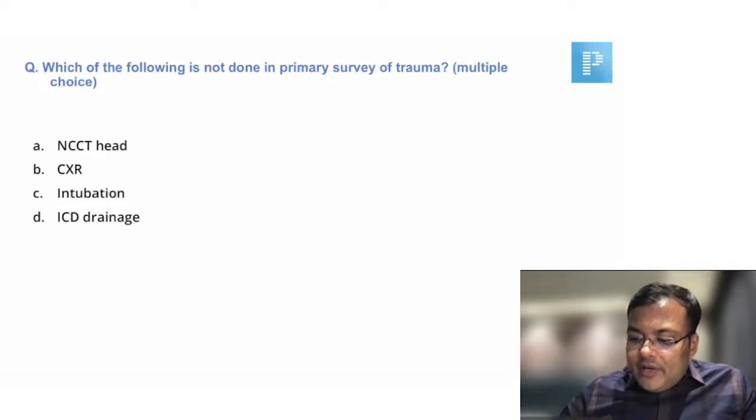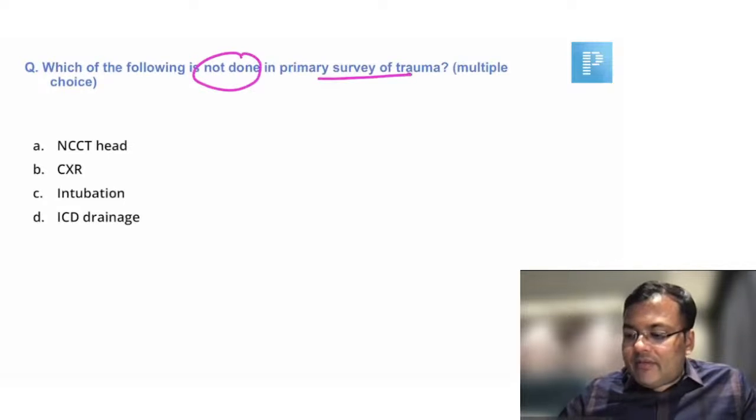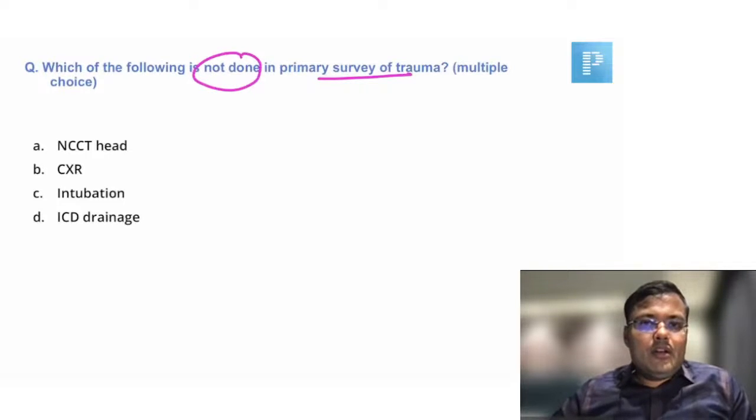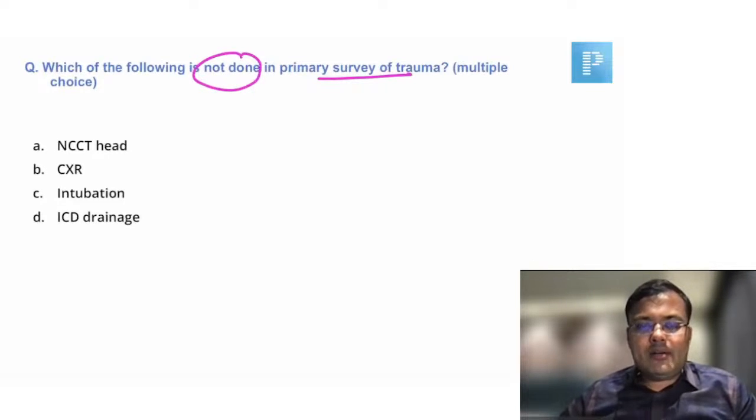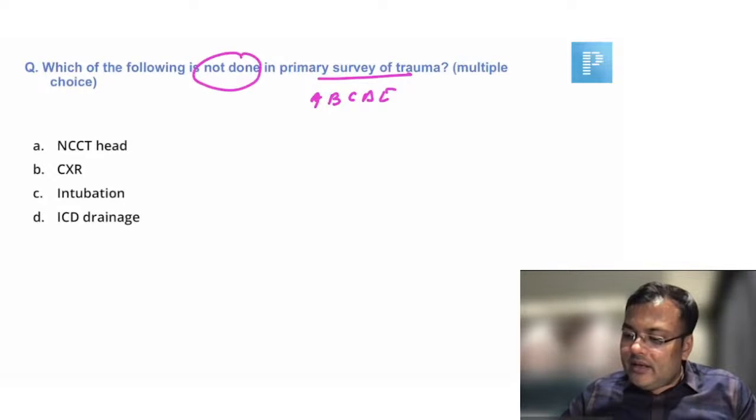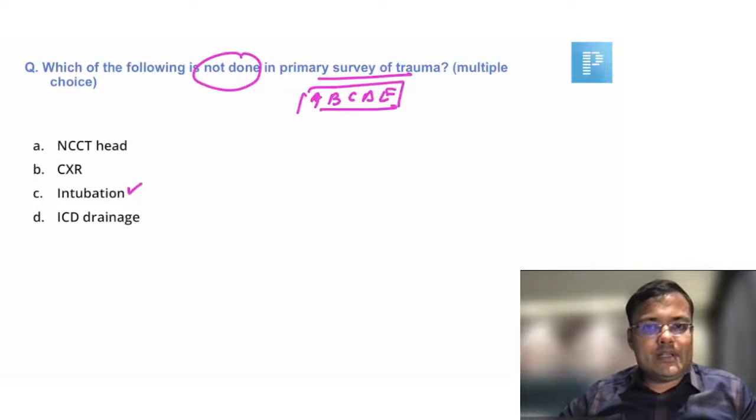Next, which of the following is not done in primary survey of trauma? Guys, in primary survey, what do we do? A, B, C, D, E. A means airway maintenance. We do intubation for airway maintenance. B is breathing, oxygenation and ventilation. So if the patient is having massive hemothorax or tension pneumothorax, we go for ICD.